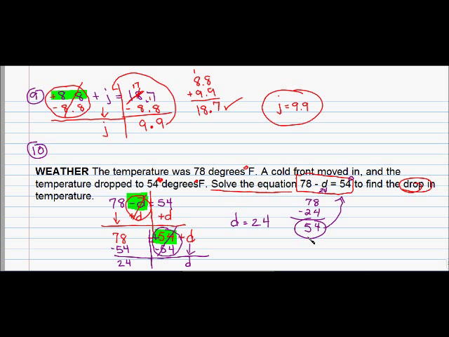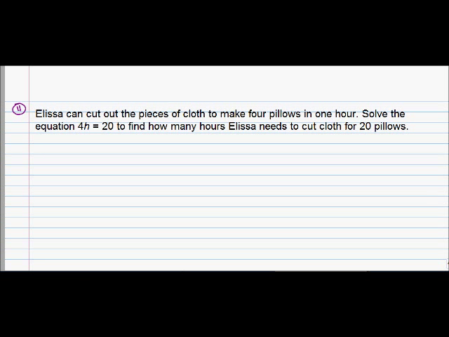Okay, let's go on to this one. Number 11. Number 1, rule of thumb. Read the problem. Alyssa can cut out the pieces of cloth to make 4 pillows in 1 hour. Solve the equation 4h equals 20 to find how many hours Alyssa needs to cut cloth for 20 pillows. Once again, they're asking, solve the equation. What does H stand for? How many hours?